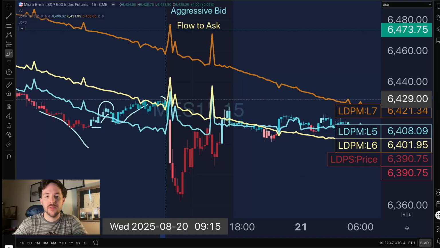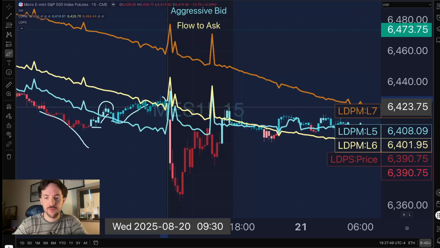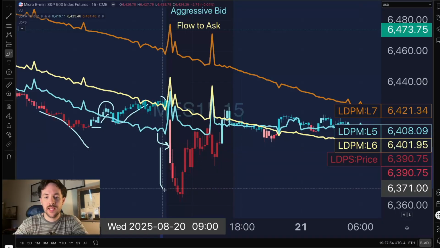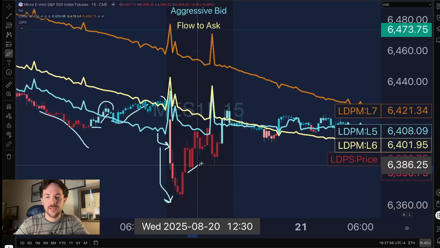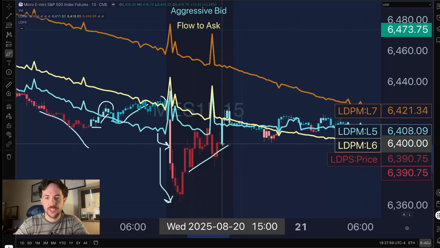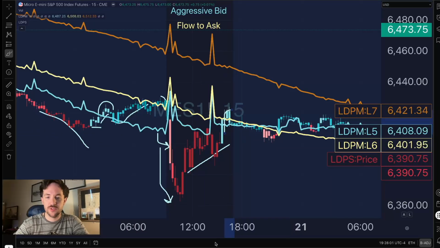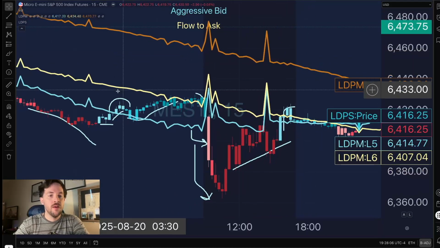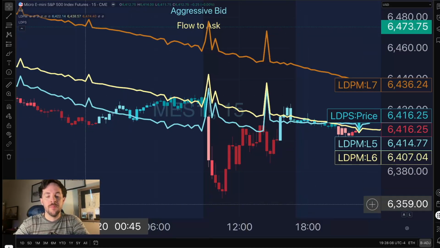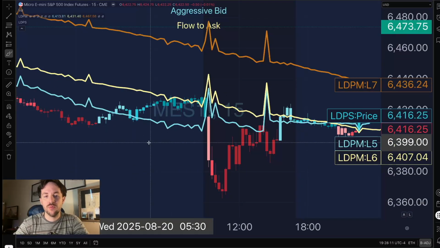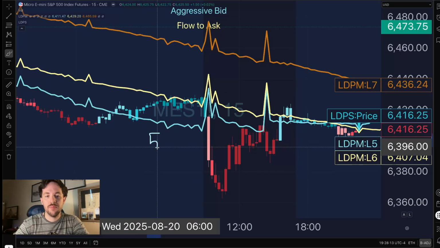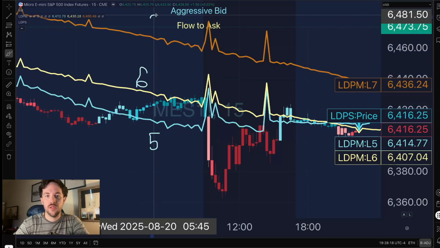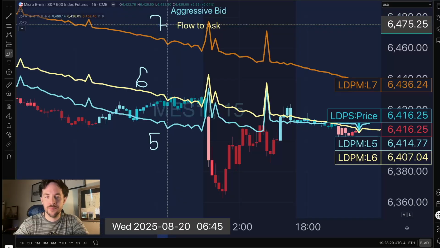And then on the crossover attempt of the resistance at LDPM 6, it failed, bearish liquidity returned, and indeed we fell. And then the rest kind of follows. We had that appreciation, another move up, and so on and so forth. But I want to focus our attention on this little area, because in particular I would like to take note that LDPM 5 is below LDPM 6, which is below LDPM 7.